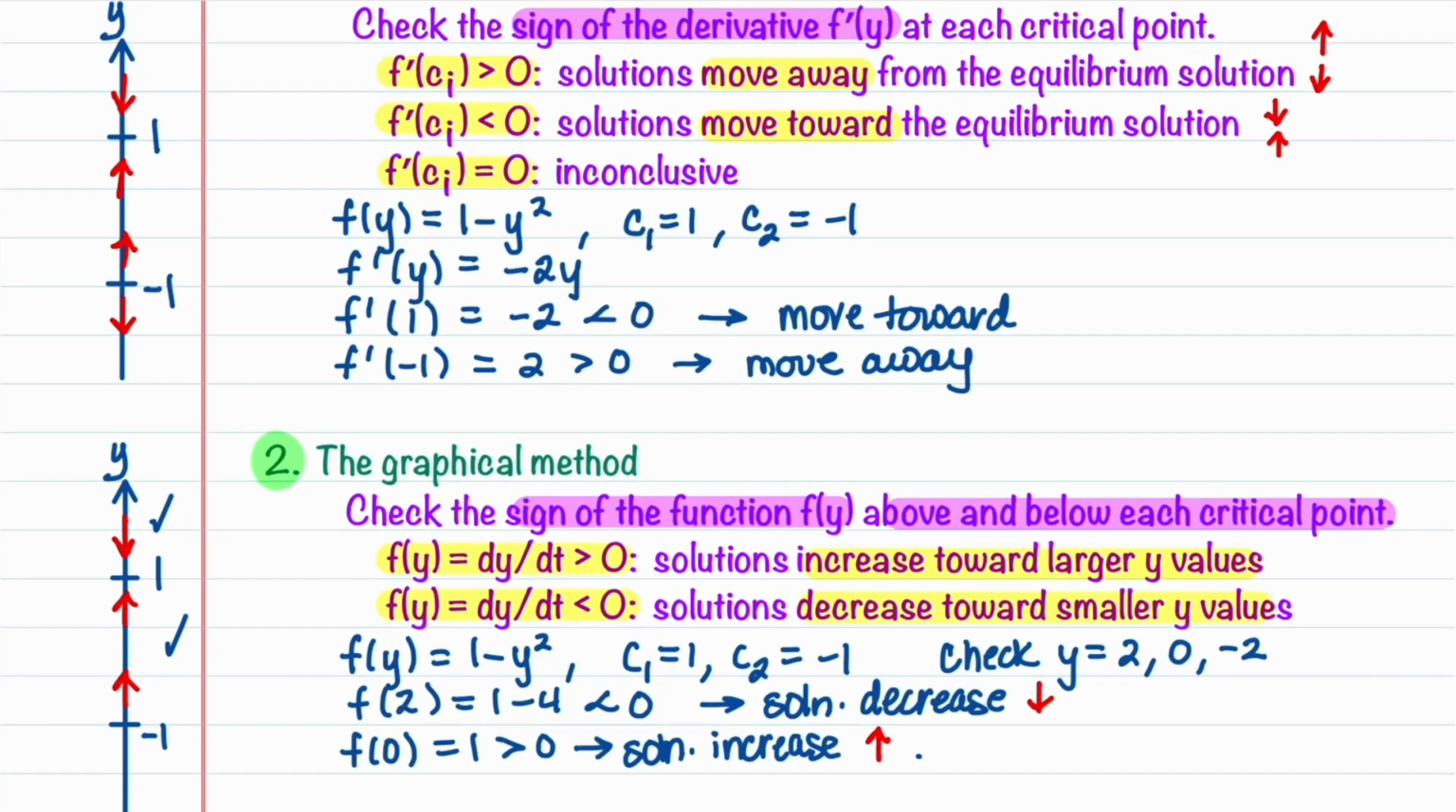And then our last one, we're going to have to squish it in here, f at -2. This turns out to be also less than 0, so our solutions decrease, and we're going to have a down arrow. Let's go back over here to the left. We are in this region right here, and we have an arrow going down. So you can see from both of these phase portraits that they're the same. So for this problem, either method worked.